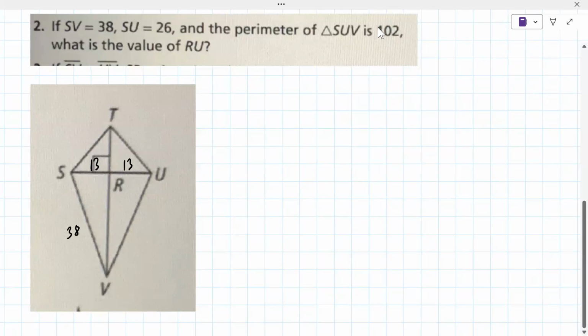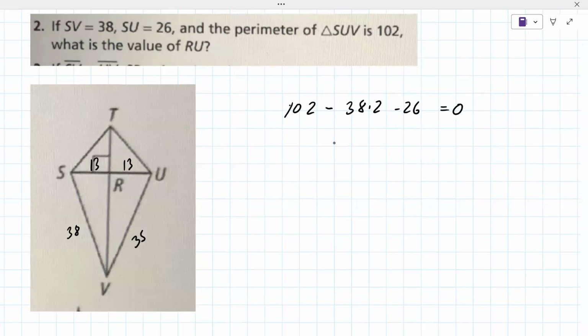Okay, what is the value of RU? Yeah, 13. I mean, I don't think you need that. I'm not sure. I think they want you to do 102 minus 38 times 2 minus 26, but no, that'll give you 0, which is what we expect. Yeah, I'm not sure. I think that maybe it's not the greatest question.